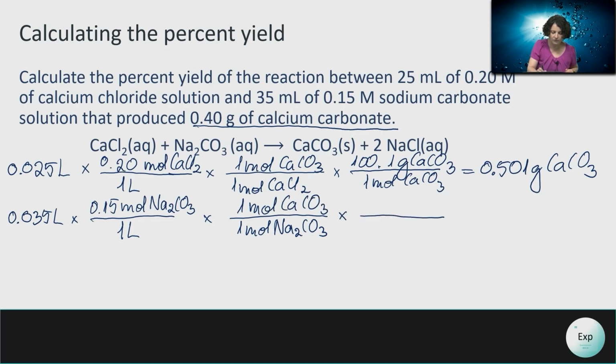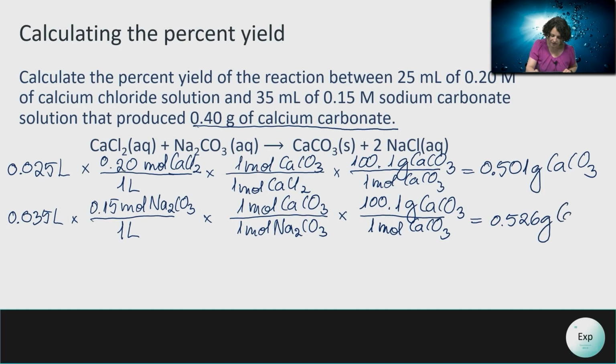And then finally, we need to convert from moles to grams of calcium carbonate. Each 1 mole of calcium carbonate weighs 100.1 grams, giving us a total of 0.526 grams of calcium carbonate. Just as every other time, the theoretical yield is the smaller of the two numbers that we calculated in the same unit for the same product. And in our case, that is the 0.501 grams of calcium carbonate. So this is our theoretical yield.